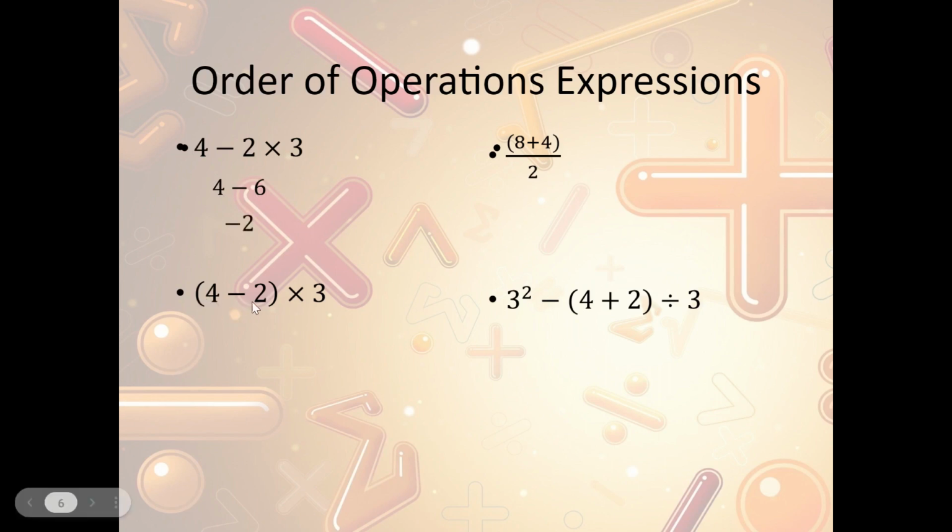We have 4 minus 2 times 3. So we're doing our parentheses first. 4 minus 2 is 2. And then we multiply that by 3. So 2 times 3 is 6. Now we have 8 plus 4 over 2. Well, we have parentheses, so we're going to go ahead and add those together first. So we get 8 plus 4 is 12 divided by 2. 12 divided by 2 is 6. So that would be our answer for that one.